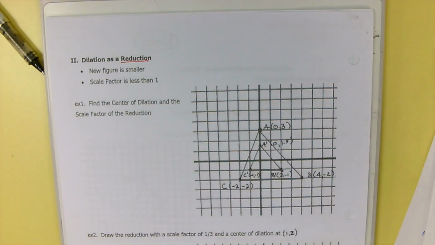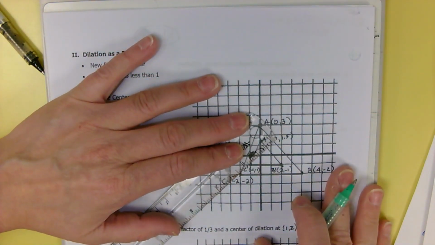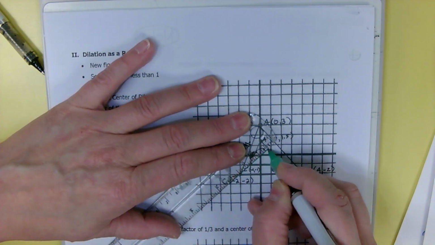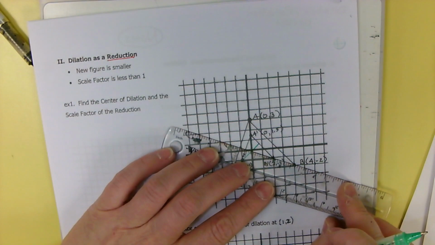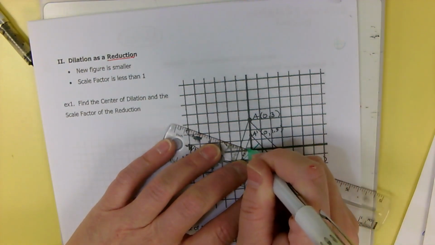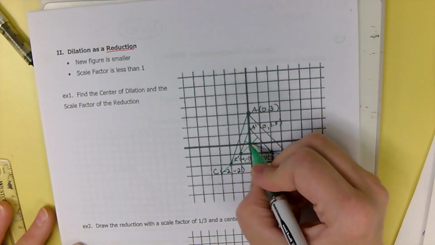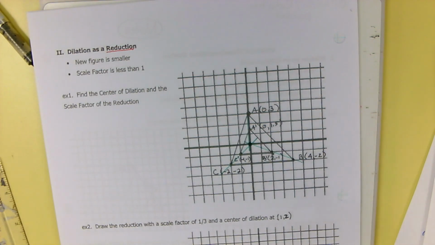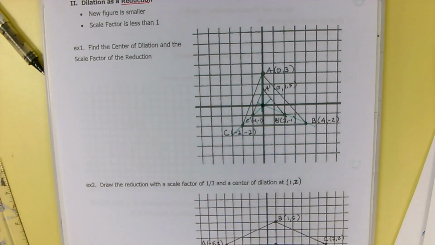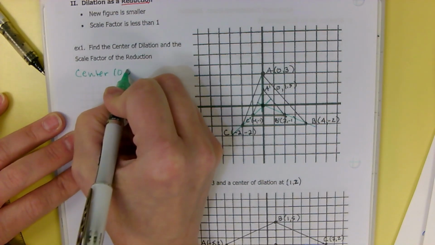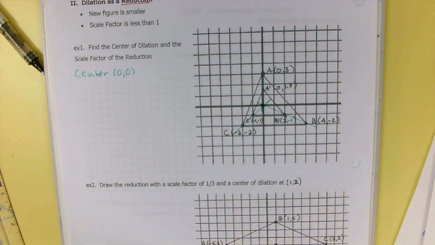So take your ruler. Now, because the new figure is inside the old one, you don't have to extend the lines as far out, but do draw a line from C to C prime and then towards the middle. Do the same for B. Draw a line B to B prime to the middle. And the same thing for A to A prime to the middle. Where the three lines cross each other is the center of dilation. Which ends up being 0, 0.